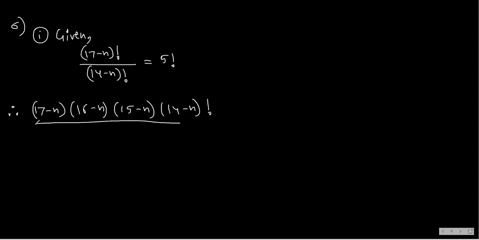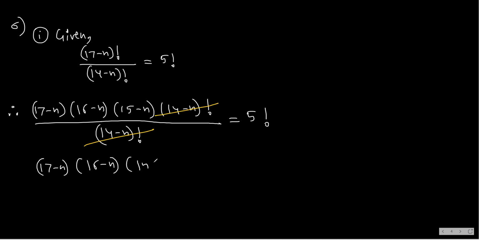What I did, I'm just writing in lower number factorial. See, 17 minus n, 1 less is 16 minus n, 1 more less is 15 minus n, and then 14 minus n factorial. Okay. And down what I have is 14 minus n factorial equals 5 factorial. Now what will happen next? See, this and this will cancel. So here I have 17 minus n into 16 minus n into 15 minus n. And what is 5 factorial? 5 into 4 into 3 into 2 into 1.